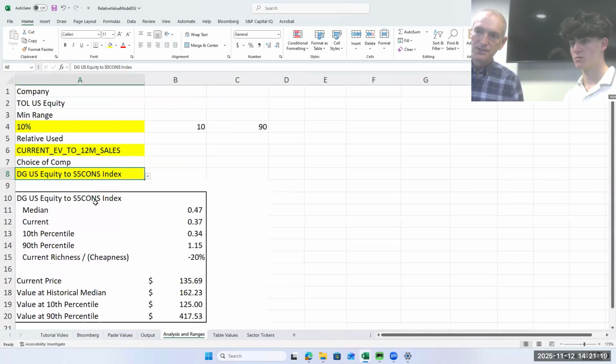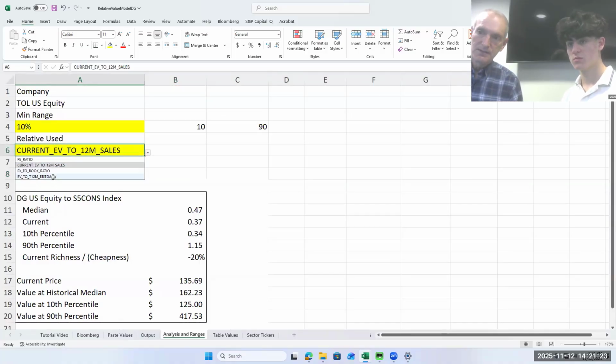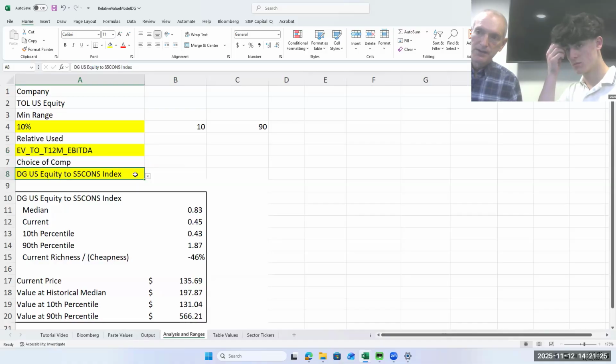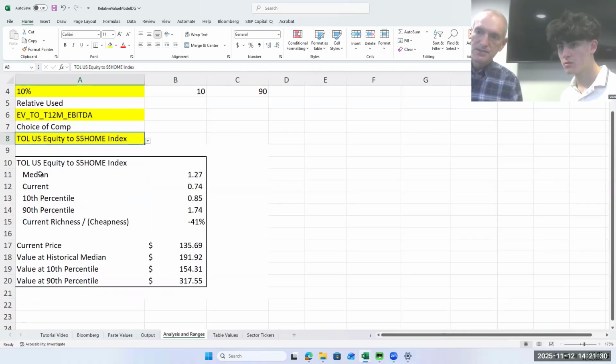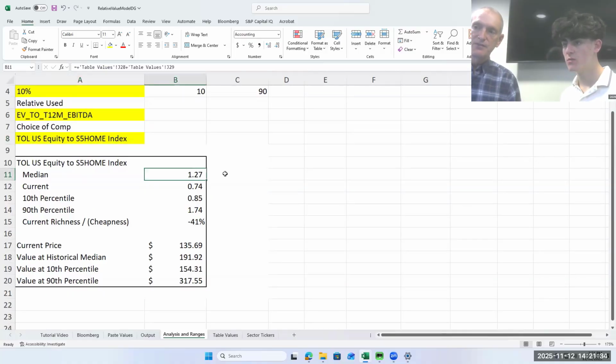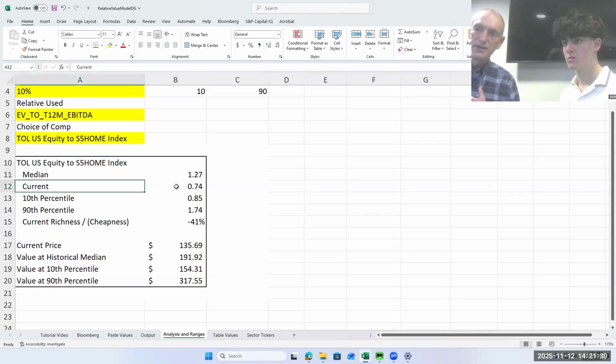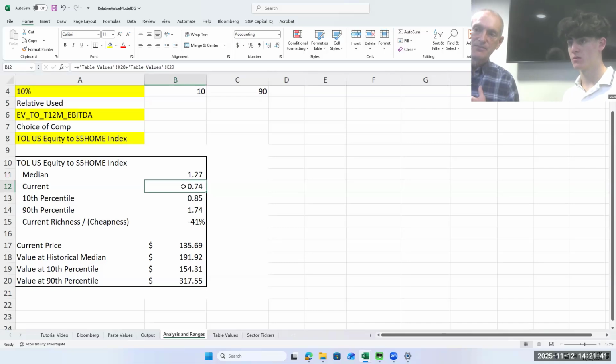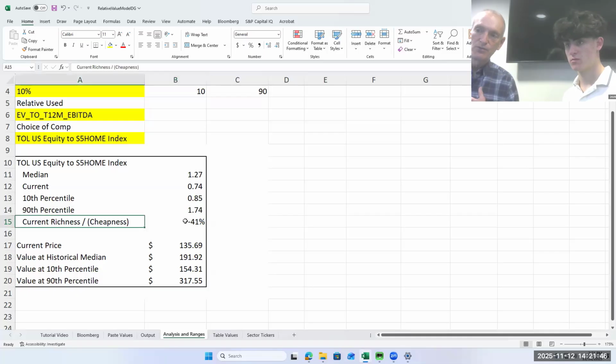And then I have an output here that shows you, we're going to use EV to EBITDA, so that's a drop down. And then we're going to compare them to their index, the home builders. And what you can see is historically, their median, they've traded 27% expensive to their index. But today, they're 26% cheap. So you can see relative to their history today, they're 41% cheaper to their industry. That sounds pretty exciting.